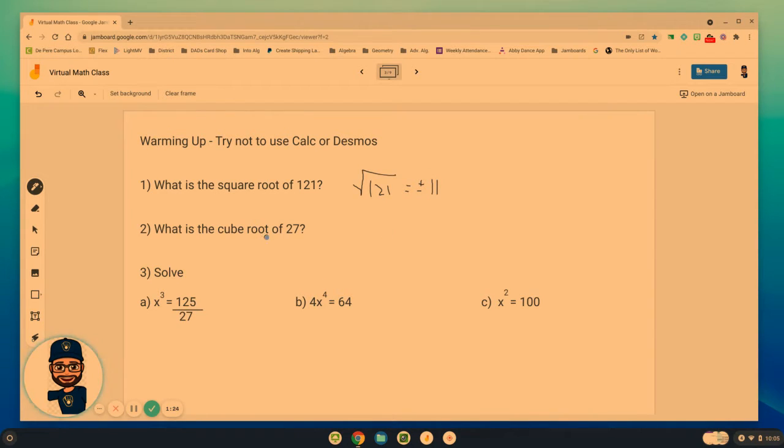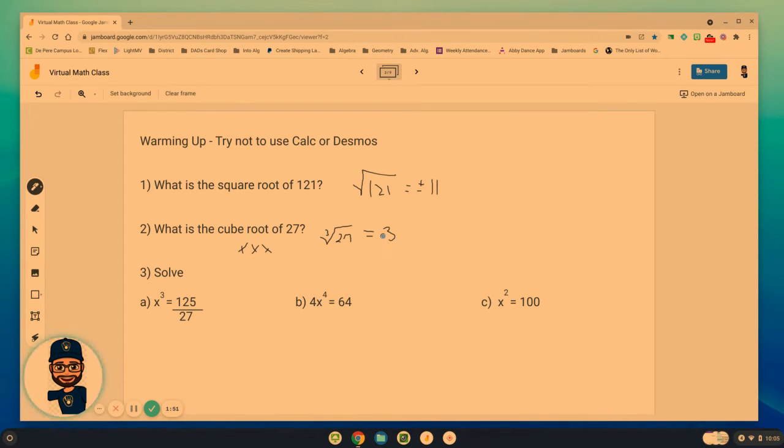The cube root of 27. So I'm looking for some number, cube meaning 3, a number times itself 3 times, that is 27. The mathematical way to write that might look like this: the cubic root of 27. 2 times 2 times 2, that's 8. 3 times 3 times 3 is 27, so that would be equal to a 3.